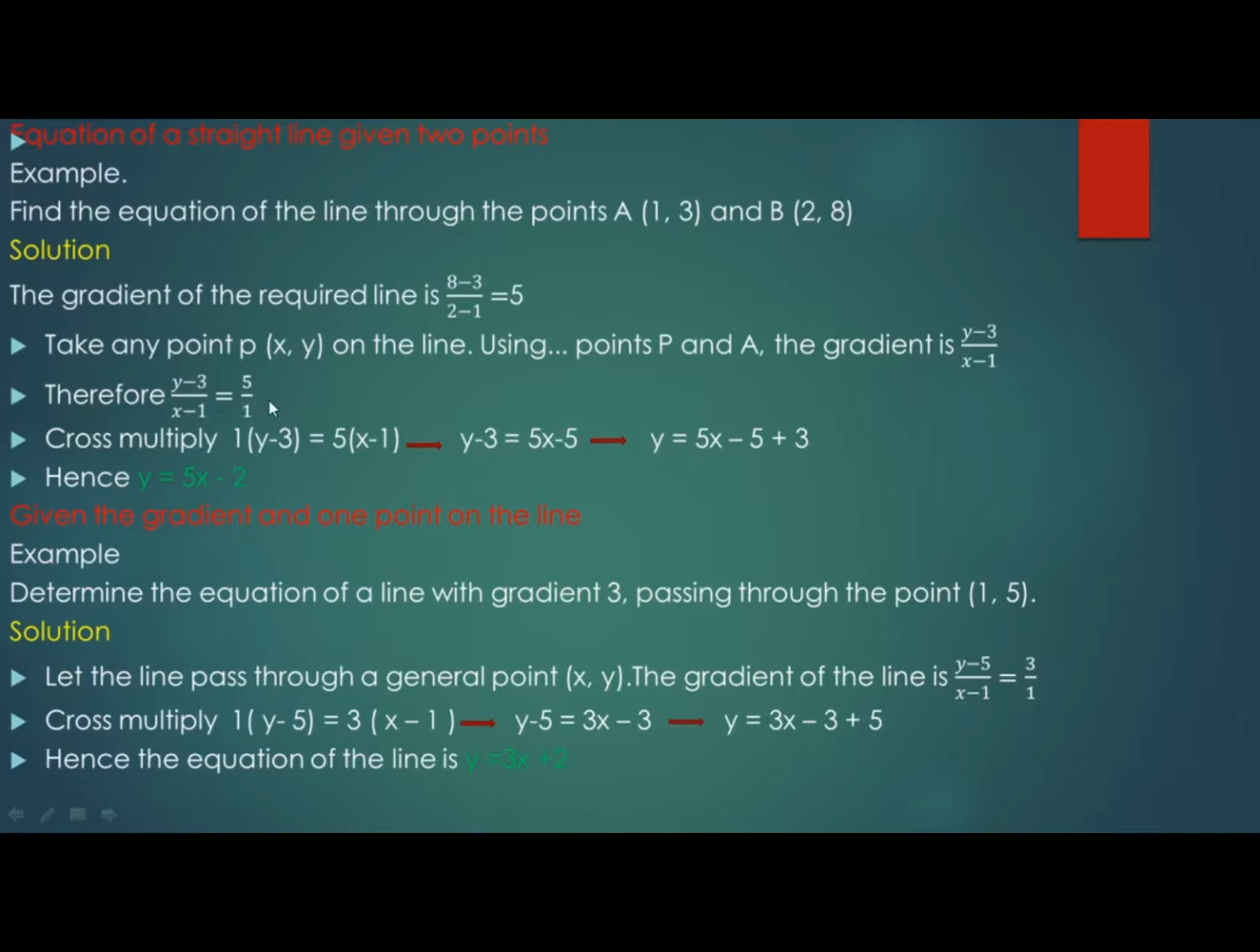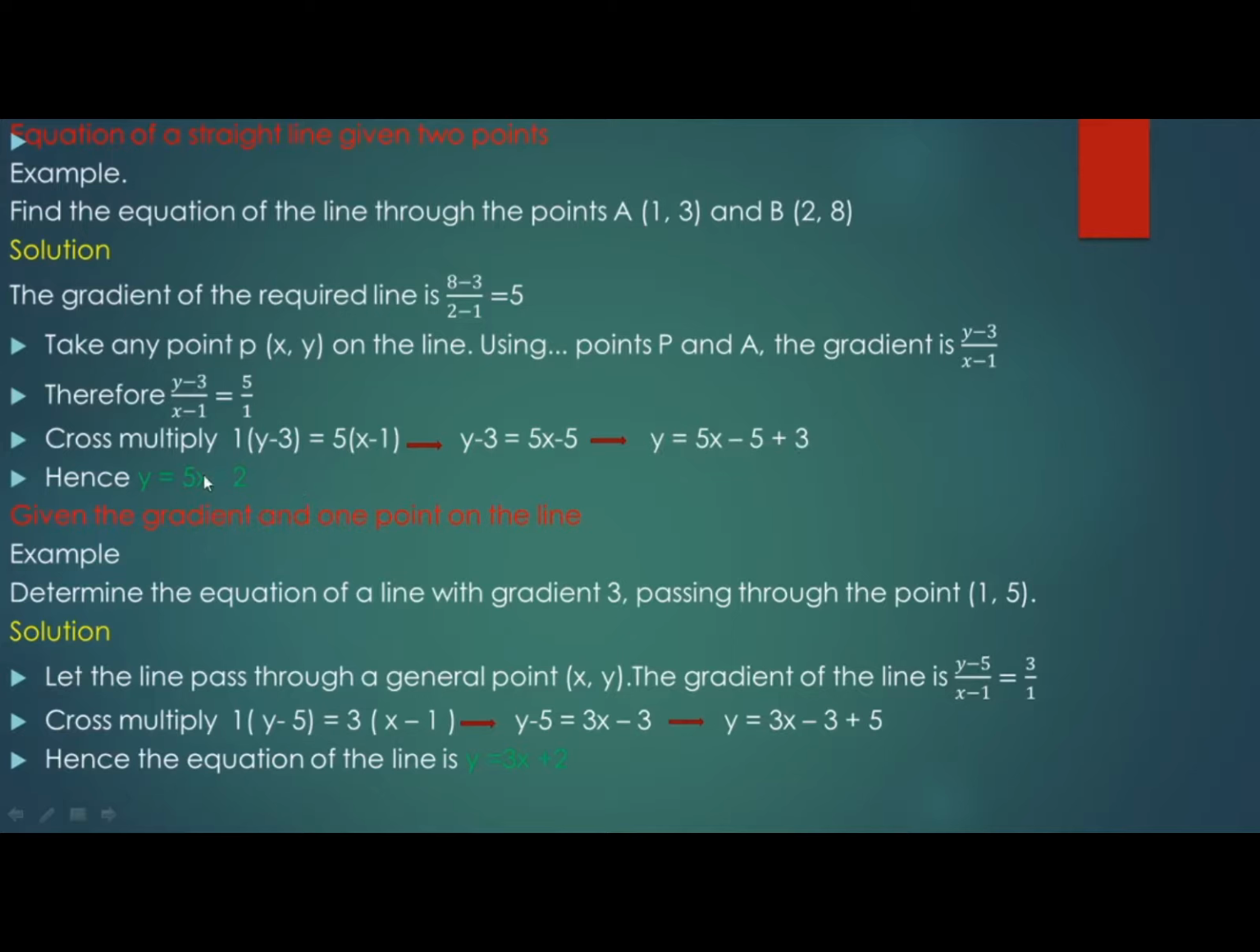I've put over 1 because I want to maintain it in fraction form for easy manipulation. Therefore, you cross multiply, it will be 1 into y minus 3, which is equal to 5 into x minus 1. And therefore, you open the bracket, it will be y minus 3 equals 5x minus 5. You put like terms together, it will be y equals 5x minus 5 plus 3, and therefore y equals 5x minus 2.